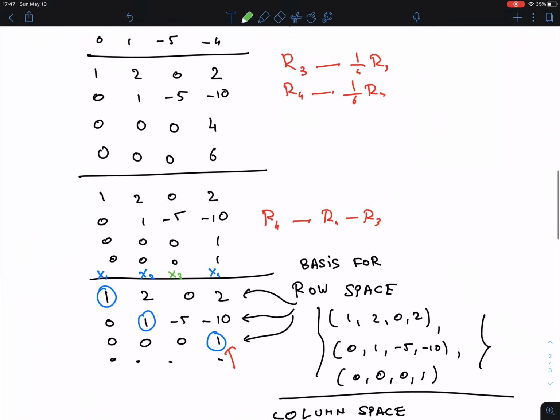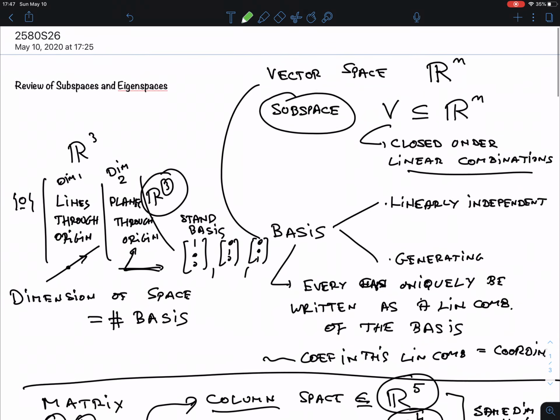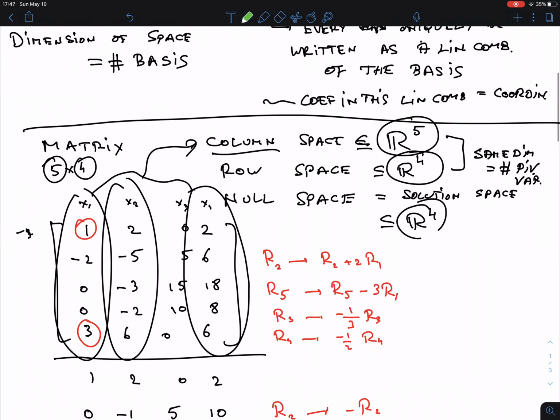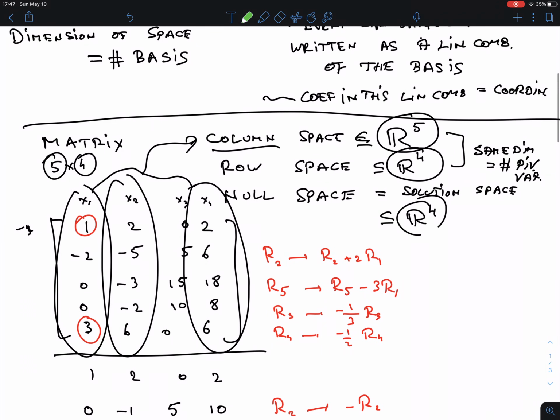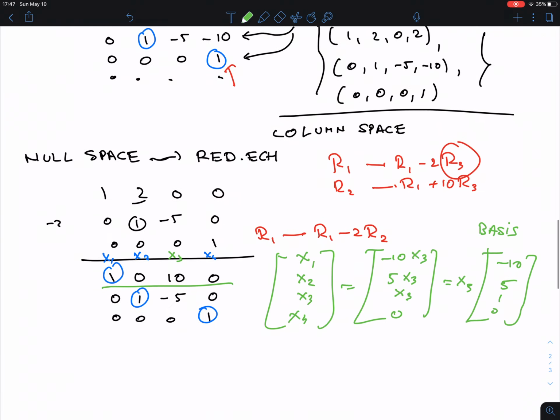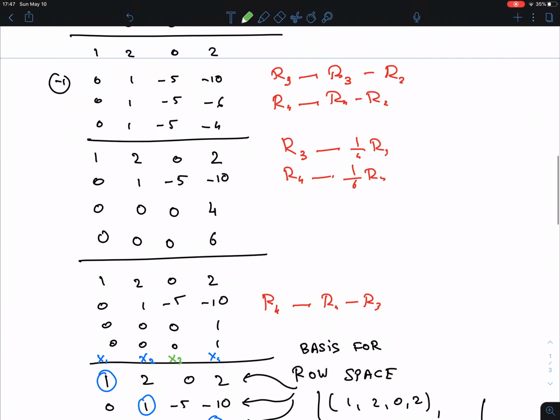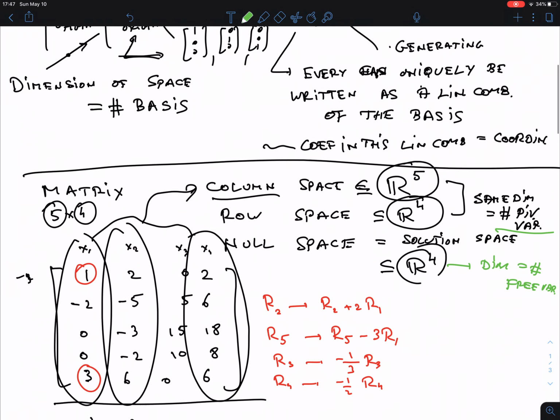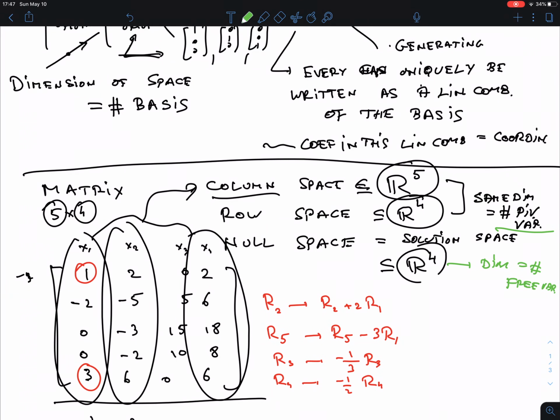Now, we also know the dimension of the null space. The dimension here is the number of free variables. The number of pivot variables was the dimension of the column space, which is also the dimension of the row space. The dimension of the null space is the number of free variables. And by the way, notice that they add up to 4.